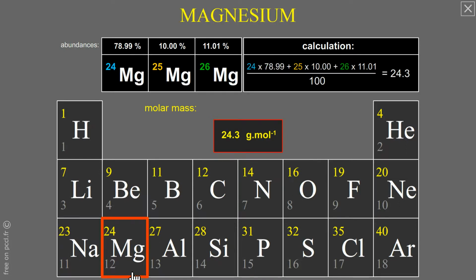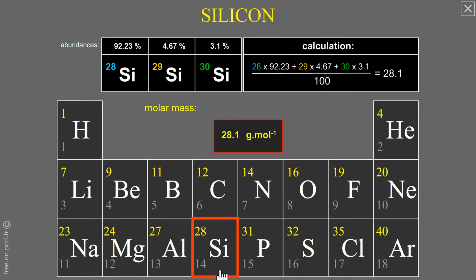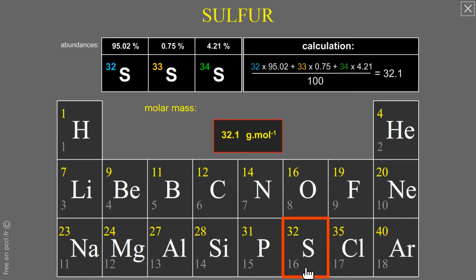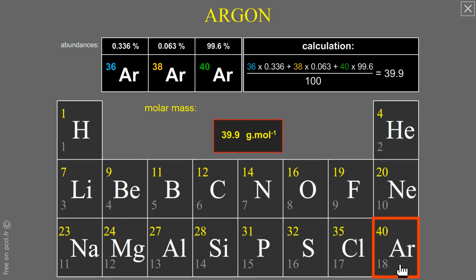Three isotopes for magnesium. Only one for Al. Silicon has 3 isotopes. Phosphorus has only 1. Chlorine, a great classic one. Stop there because you may be asked to do this calculation during an exercise. It's a standard. And finally, argon. That's it for this video.